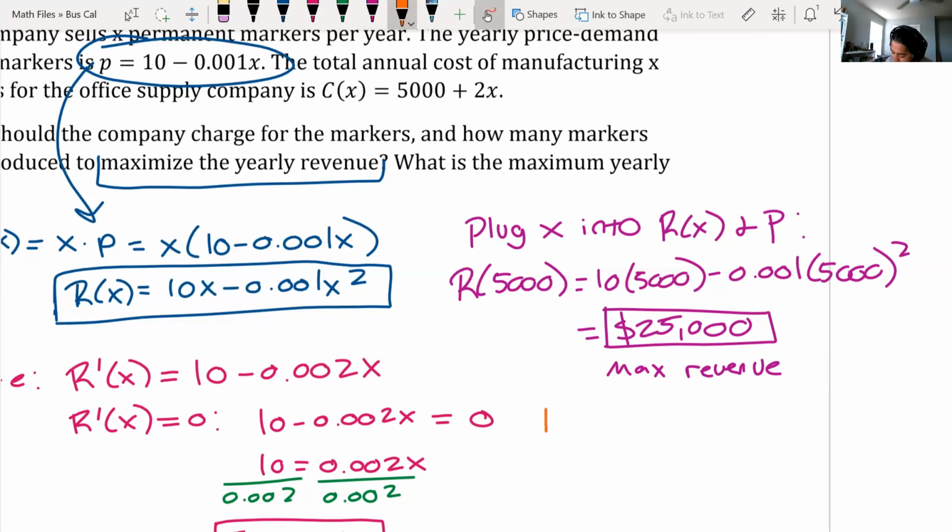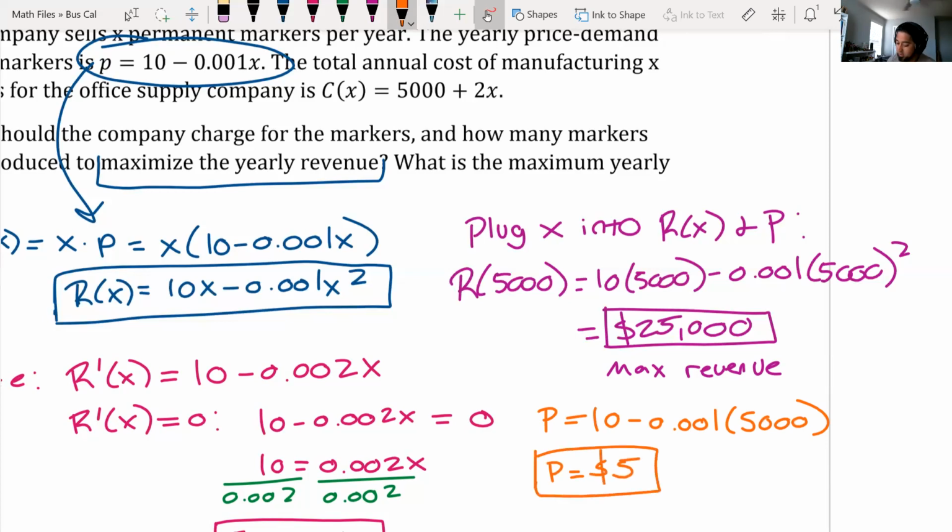So here comes P. And I'll get 10 minus 0.001 times 5,000. I'm pretty sure that that's $5 per marker, but I'll check it. And we'll get 5. So in order to make a yearly revenue of $25,000, we must sell these markers at $5 a piece. It's a pretty expensive marker.